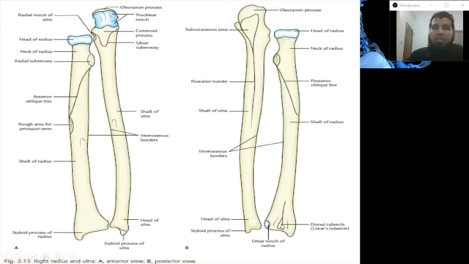The dorsal tubercle is important in case of the radius, which lies posteriorly at the lower end. And at the inferior surface of the lower end of the radius, there will be impressions for scaphoid and lunate. It is asked in the viva examination. So there will be the radiocarpal joint.